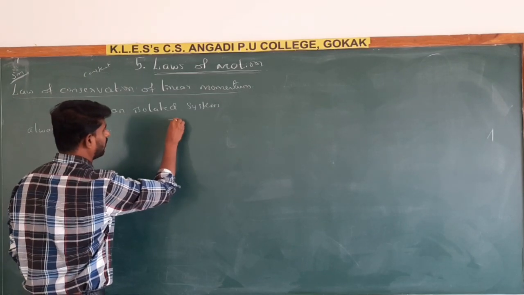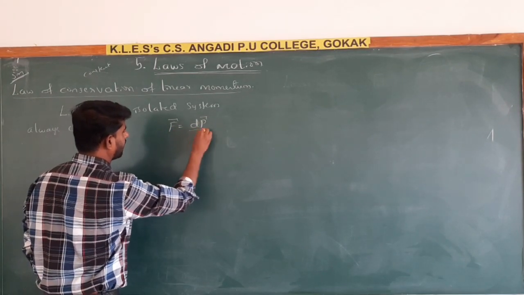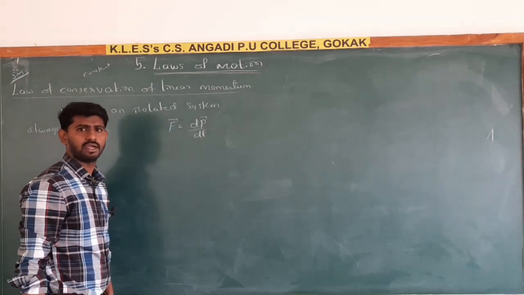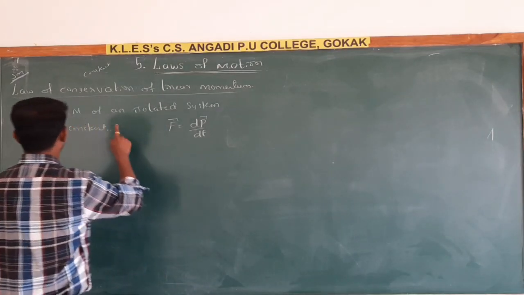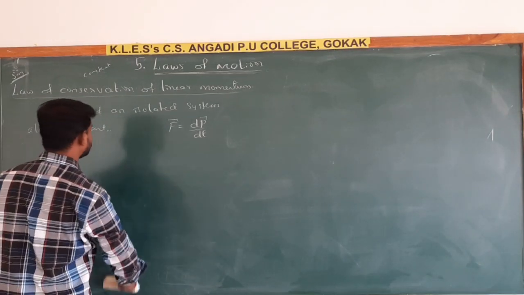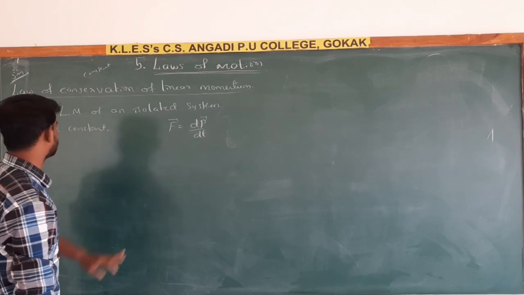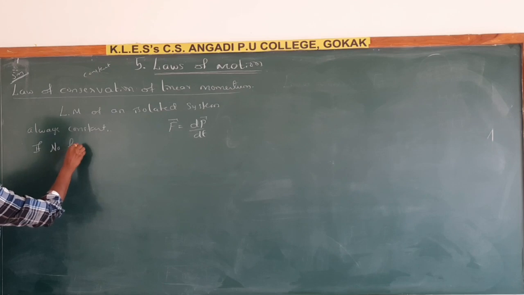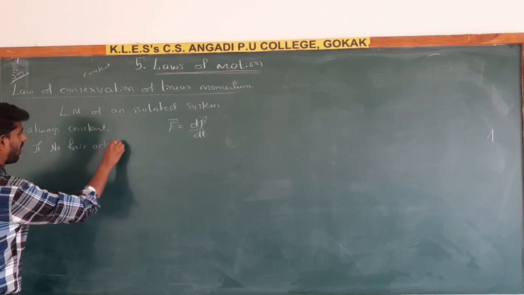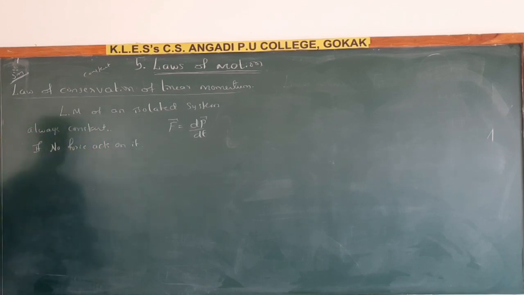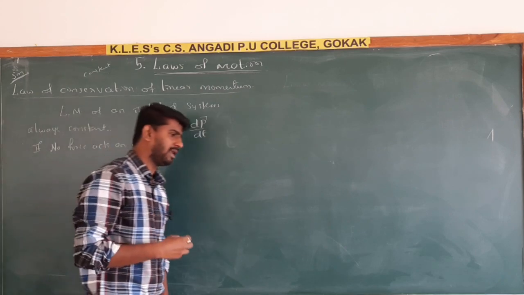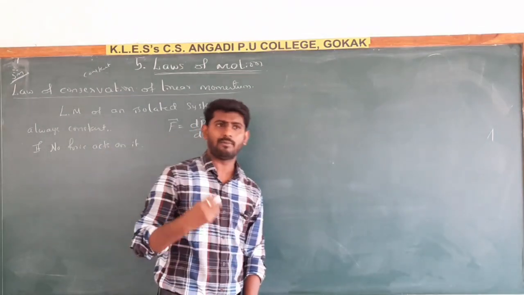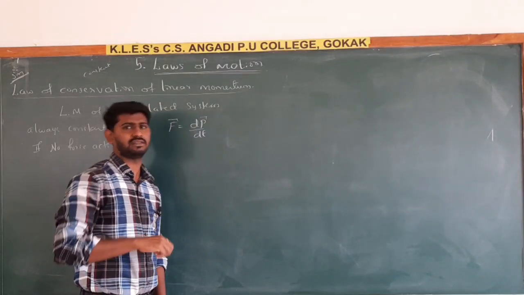See here, we know F is equal to dp divided by dt. So when it is constant, that is a condition. The linear momentum of an isolated system is constant if no force acts on it. Okay, so suppose the total force on that body is 0, then the linear momentum in that body remains constant.